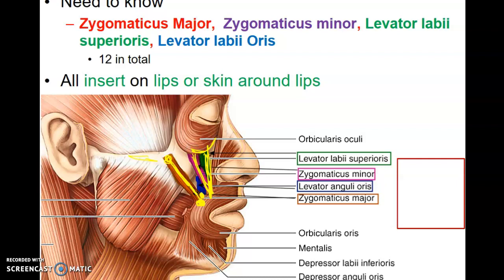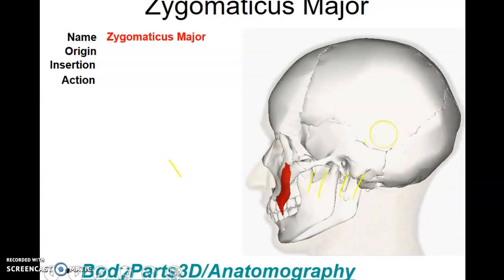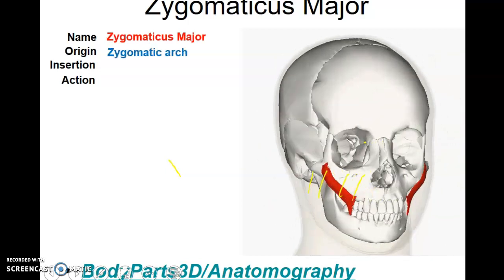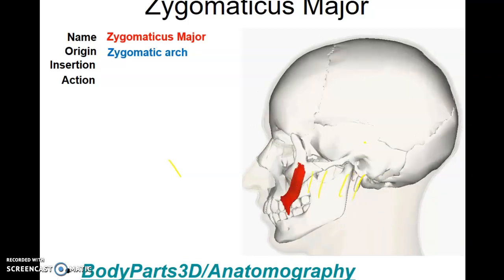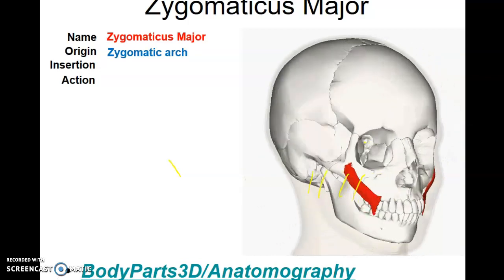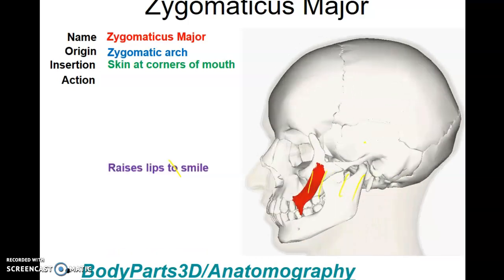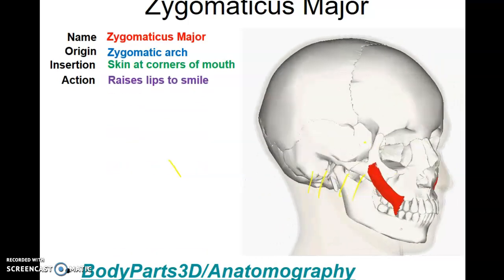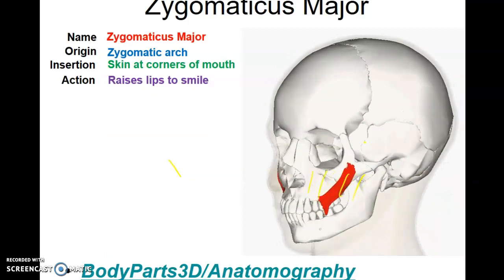Again, there's 12 total. Here's the Zygomaticus Major. It is going to start, according to the book, at the zygomatic arch. So we're going with the book, even though it's very clear it's the body in the picture. We are going to insert on the skin at the corner, and it raises the lips to smile. I like this muscle. It's a happy muscle. So you're happy they smiled at you.